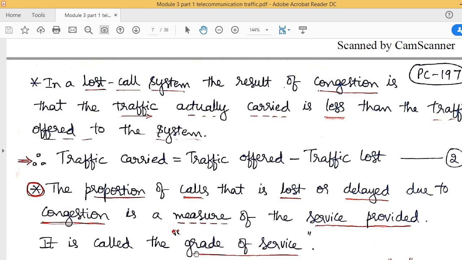So in a good telecommunication system, if the grade of service is good, then the calls that are lost will be very less in number.